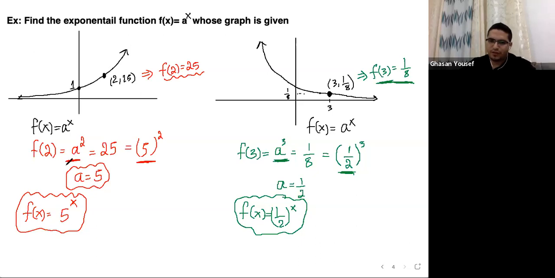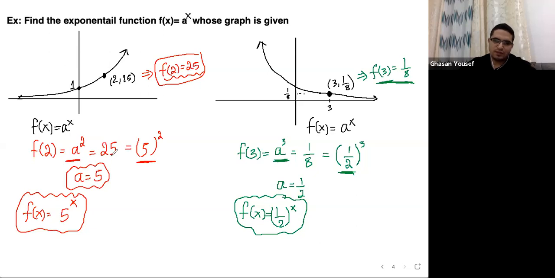Okay, look, Mayasha. You plug the 2 inside the function here. So actually, I have the point (2, 25), f of 2 equals 25. So f of x equals a to the power x, and I need to find the value for a. So f of 2 equals a to the power 2, and this is equal to 25. Why? Because f of 2 equals 25 is given. This point is given. So after I plug the 2 inside this function, I make it equal to 25.